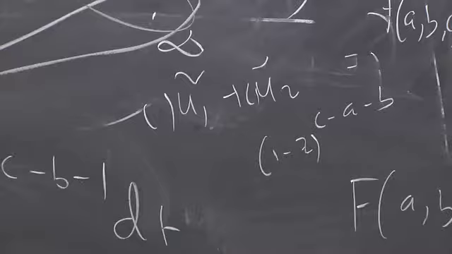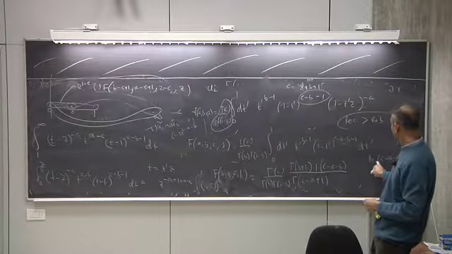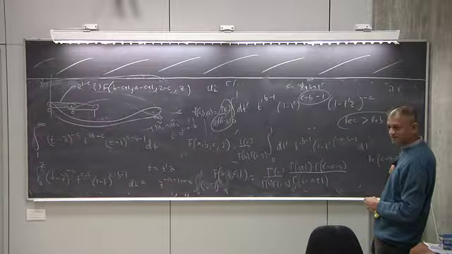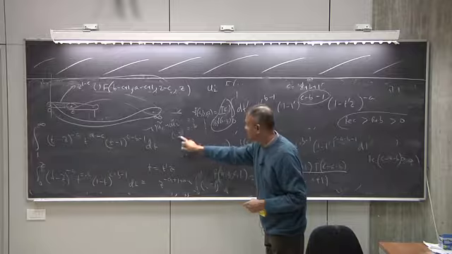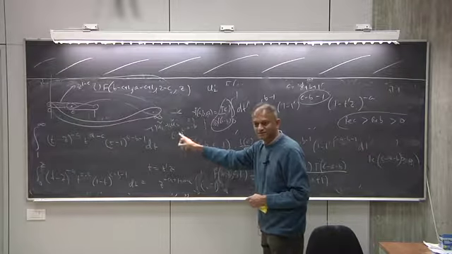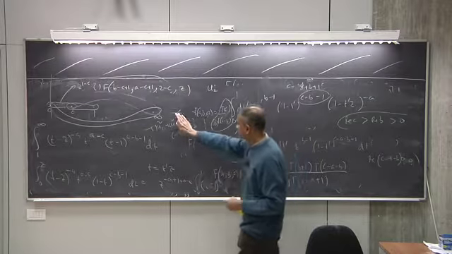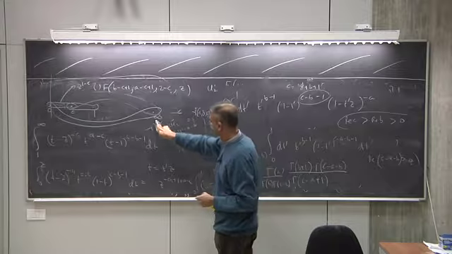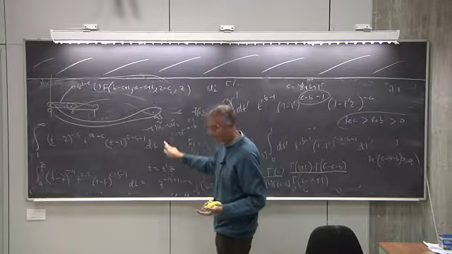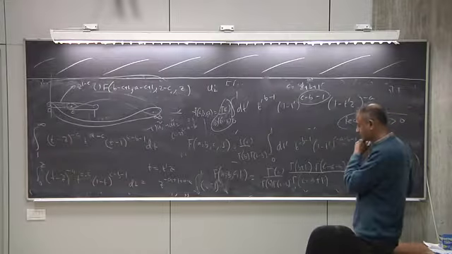But the point is that I'm able to compute this precisely because of this condition: the real part of c minus a minus b is positive. So at z equal to 1, this vanishes, you see, and only that is left over. But that is just a regular analytic solution. So you get this number. But this is true only for this range.